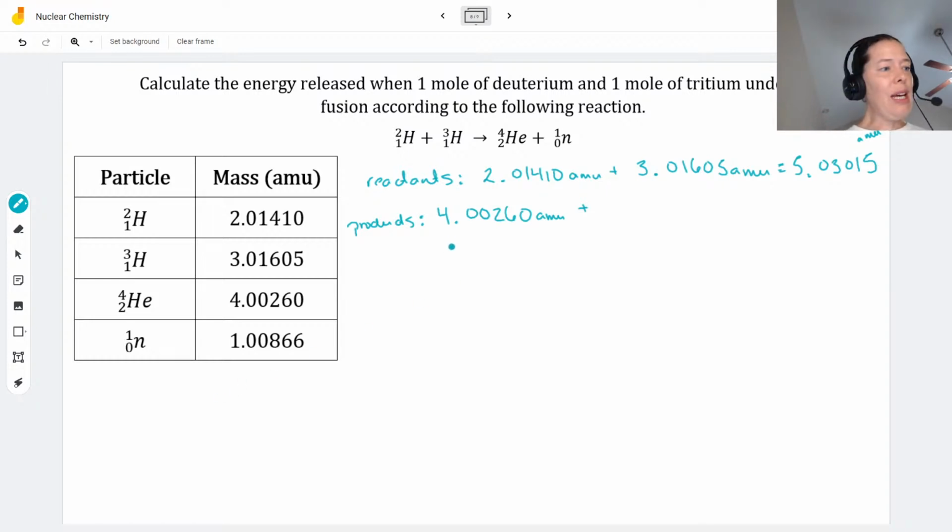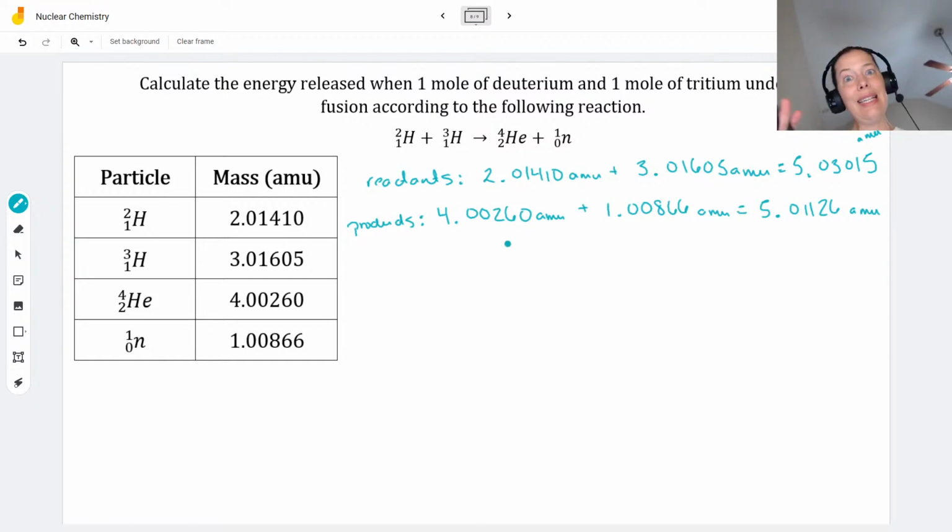Okay, so we've got that, and we're adding in the neutron, which I'm given right there. So that is 1.00866 AMU, and that gives me 5.01126 AMU. Okay, so again, you can see that the mass of my reactants and the mass of my products are not the same.